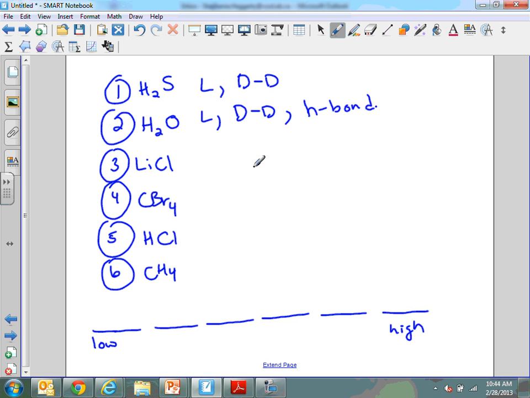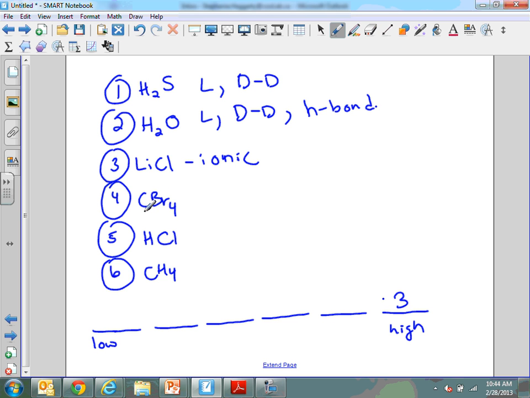LiCl, lithium chloride. Lithium is a metal, which means that this is ionic. I know that if I look at my list here, this is the only ionic compound listed. Ionic compounds have extremely high boiling points and are always higher than molecular. So right away, I can put number 3 as my highest. Without even comparing the rest of them, I know that this is the only ionic on the list. It's got to be the highest.